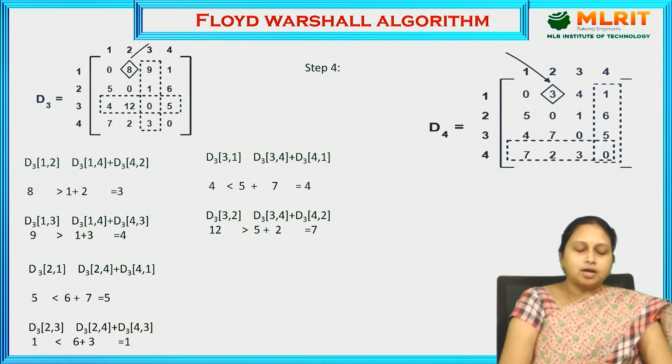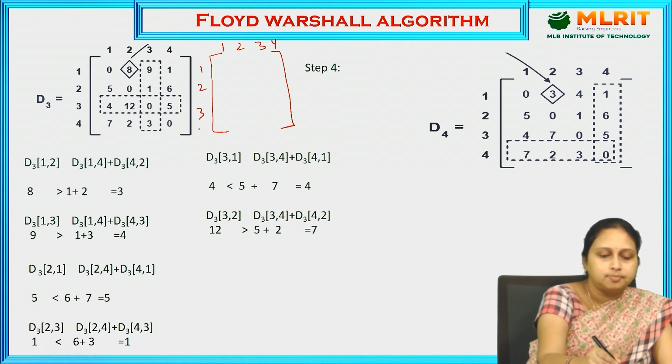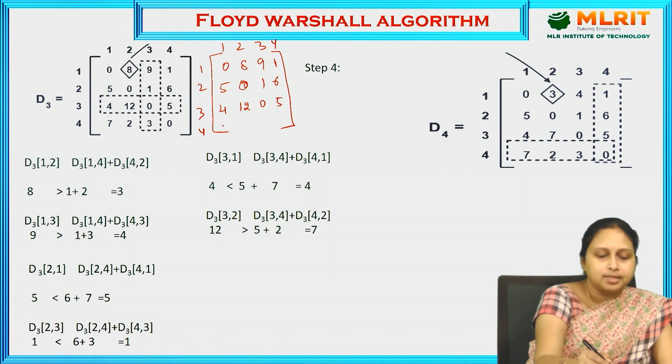First we are going to consider the D3 which we got. What are the values we got from D3? Represent 0, 8, 9, 1, 5, 0, 1, 6, 4, 12, 0, 5, 7, 2, 3, 0.